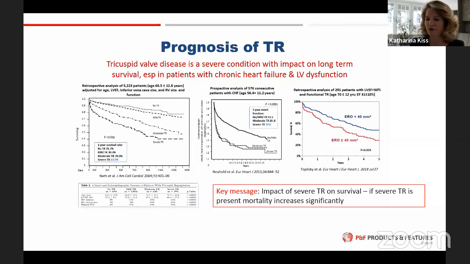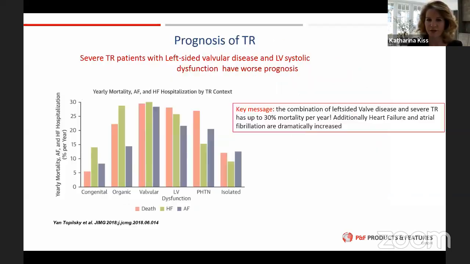And the same is true for patients with impaired left ventricular function. So in the presence of severe TR, we have an impact on survival. Those patients need our attention and treatment. This, I think, is very important because it shows that patients with left-sided valve disease have an almost 30% mortality per year. A combination of atrial fibrillation, death, and heart failure hospitalization.